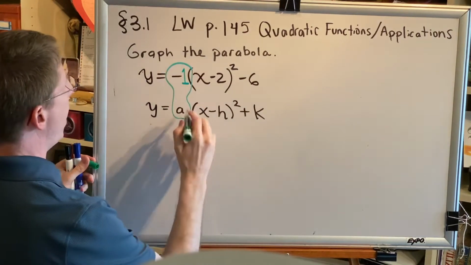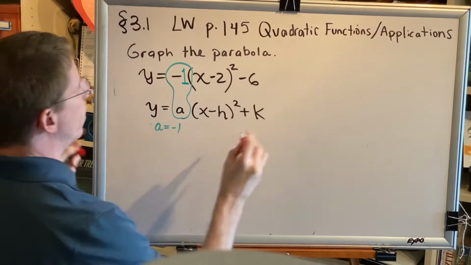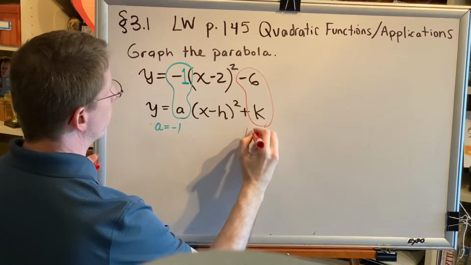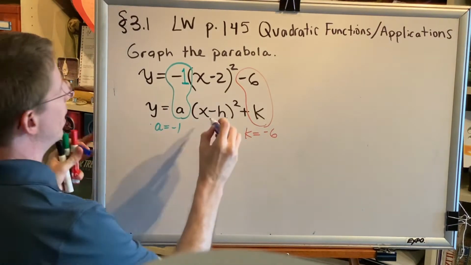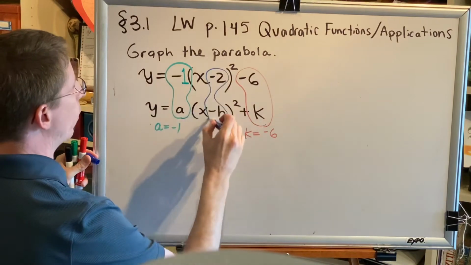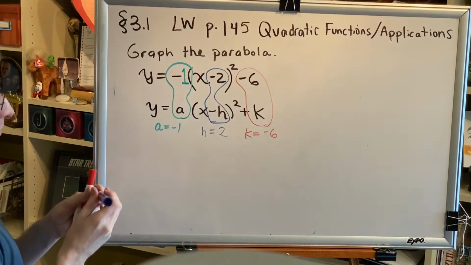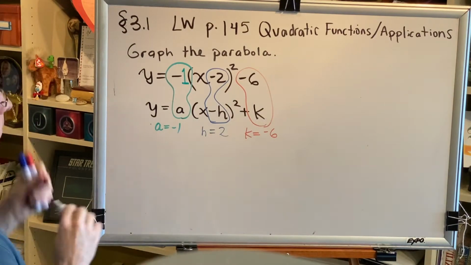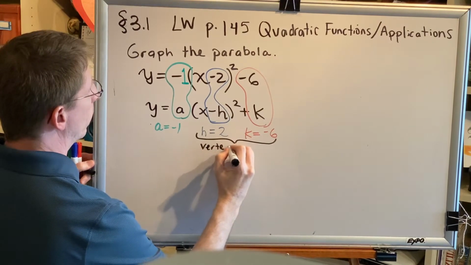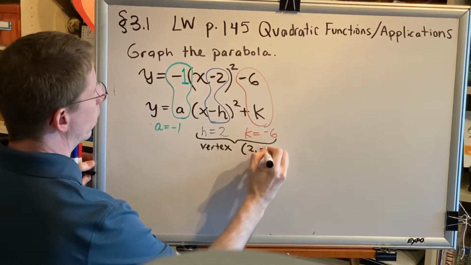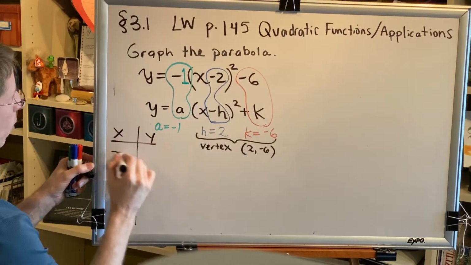All right, so a is -1. k is -6. And negative h equals -2. Therefore, positive h equals positive 2. This is our vertex, (h, k), and we'll put it in the center row of an xy table, 5 rows.